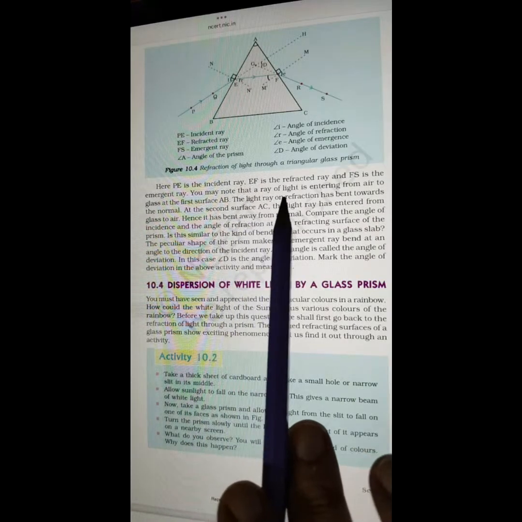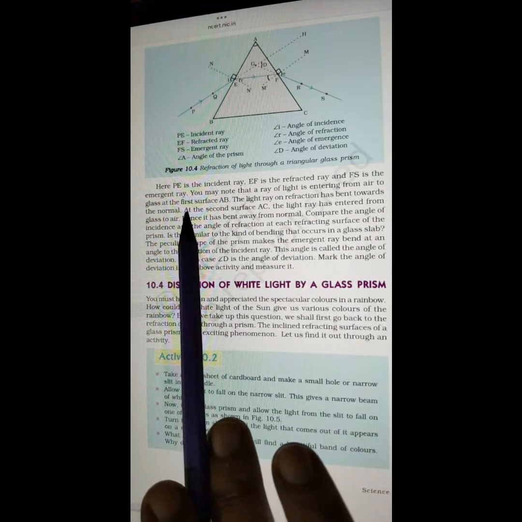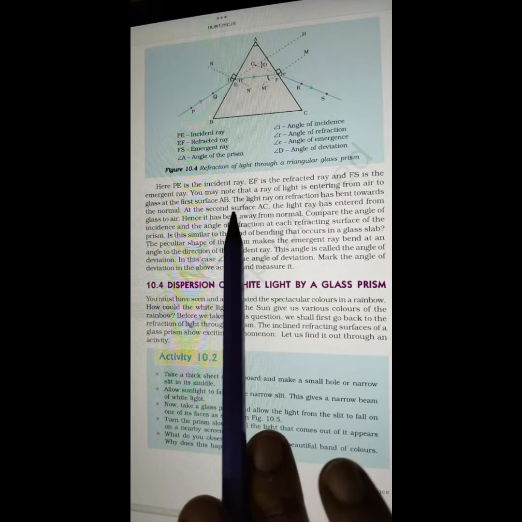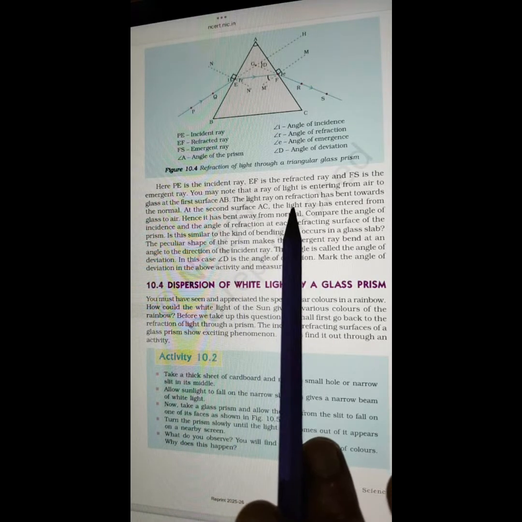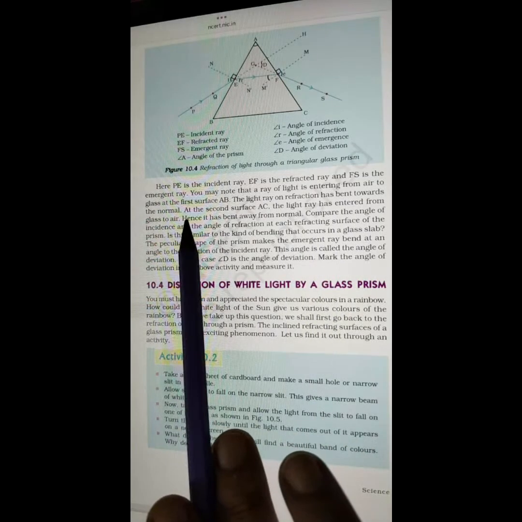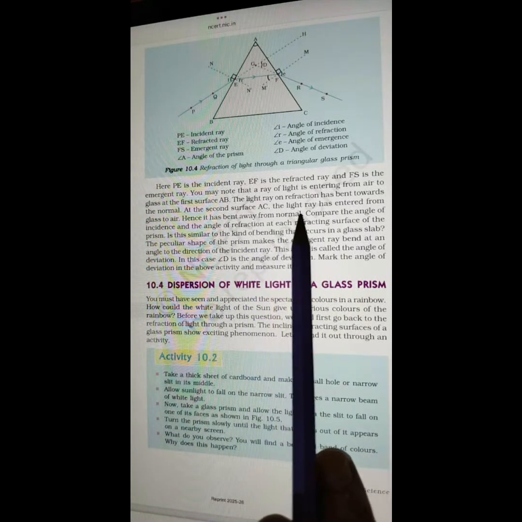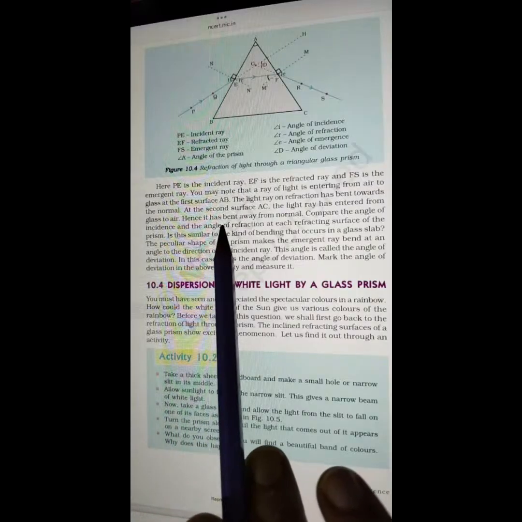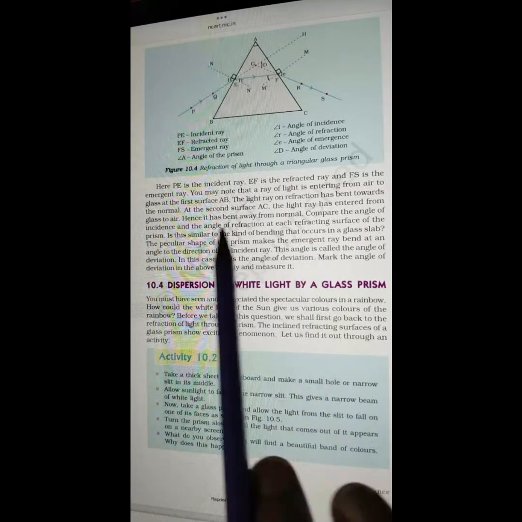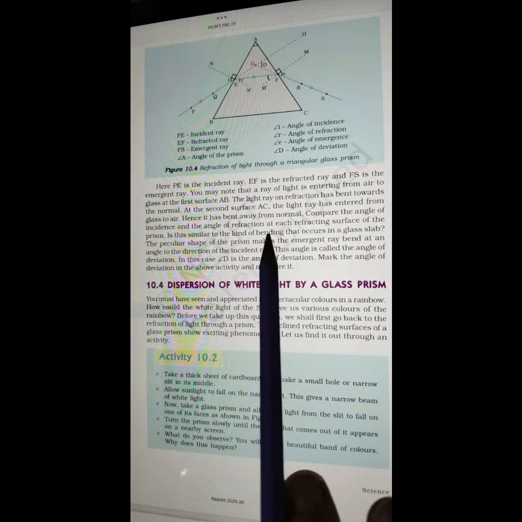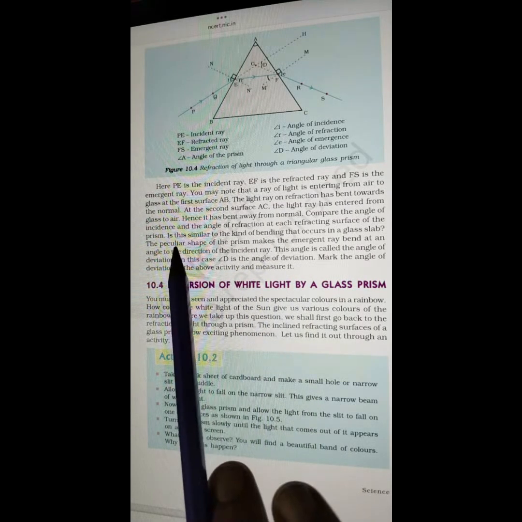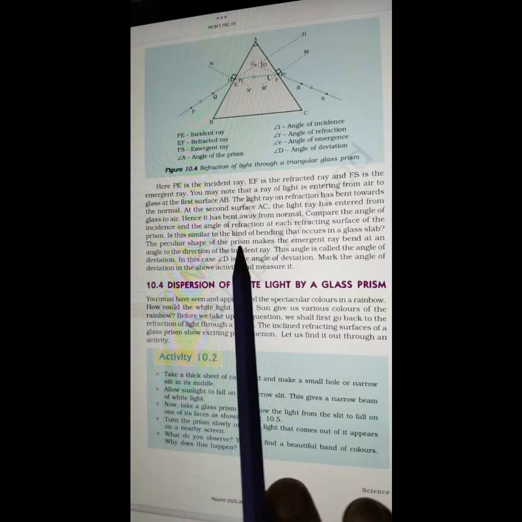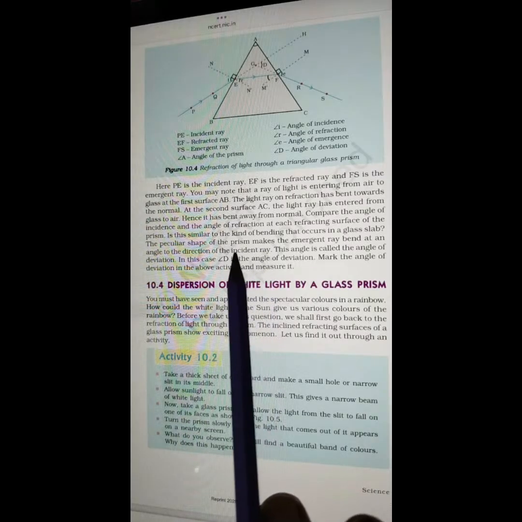You may note that a ray of light is entering from air to glass at the first surface AB. The light ray on refraction has bent towards the normal. At the second surface AC, the light ray has entered from glass to air. Hence, it has bent away from the normal. Compare the angle of incidence and the angle of refraction at each refracting surface of the prism. Is this similar to the kind of bending that occurs in a glass slab?